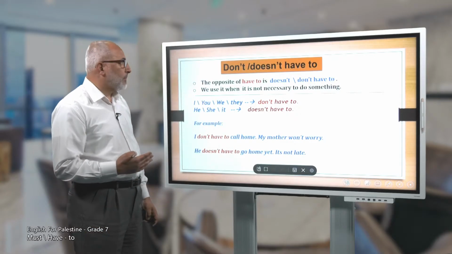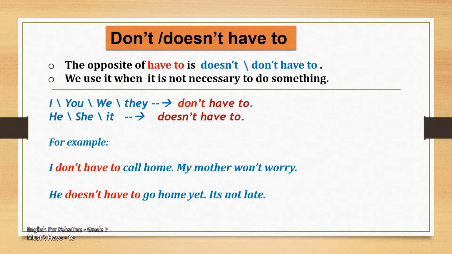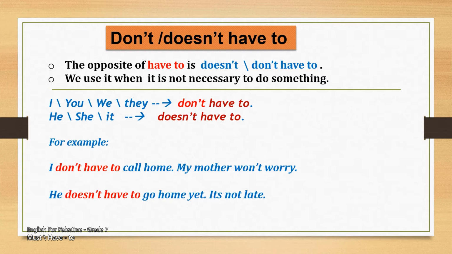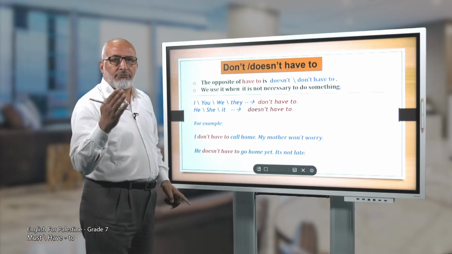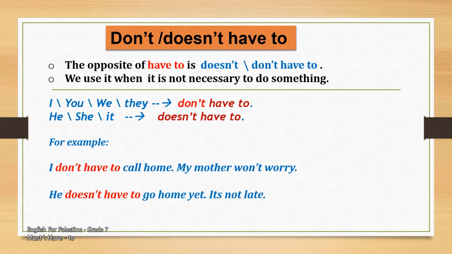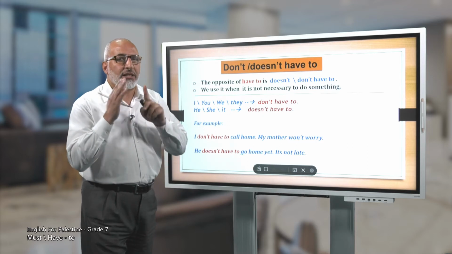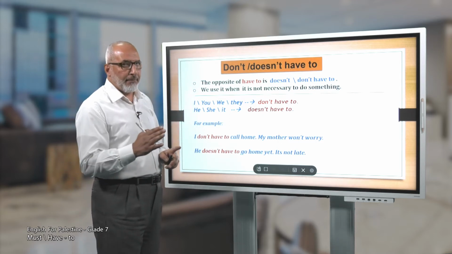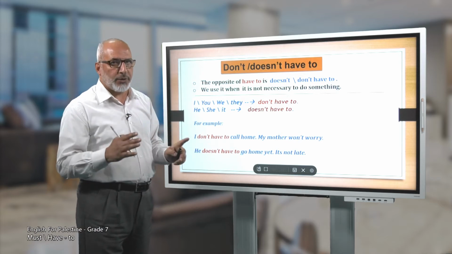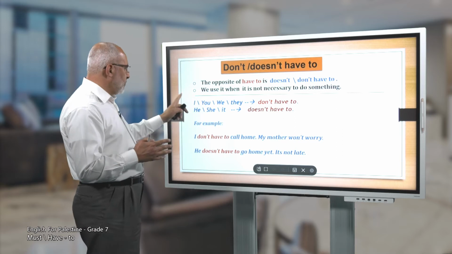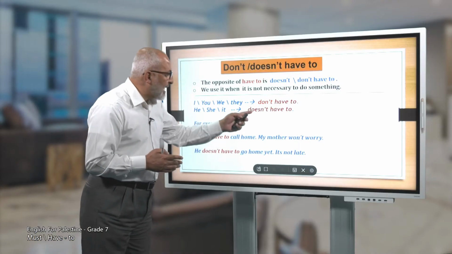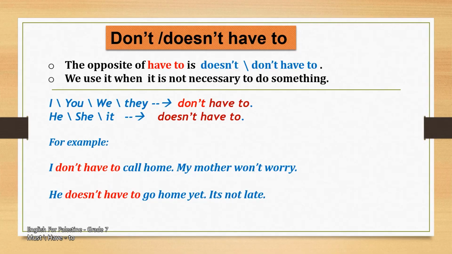Now, let's move to don't or doesn't have to. The opposite of have to is doesn't or don't have to. We use don't have to or doesn't have to when it is not necessary to do something, when it is not important to do this thing. We use don't have to if the subject is I, you, we, and they. And we use doesn't have to when the subject is he, she, or it.